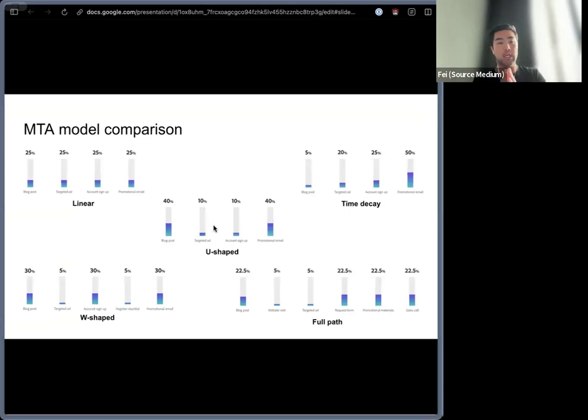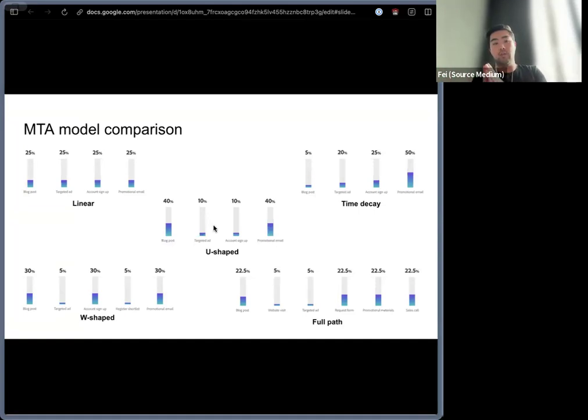So starting with linear, really this is saying every single touch point gets the same credit, right? So what that means is out of that $100 of revenue impact, we had 5 sessions, so each session gets $25, or $20, if we're just doing really, really simple math here.